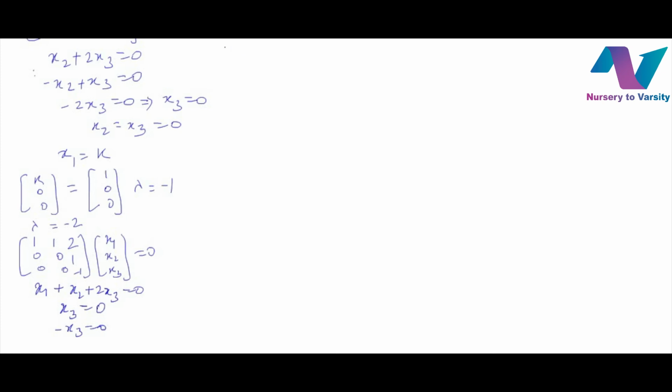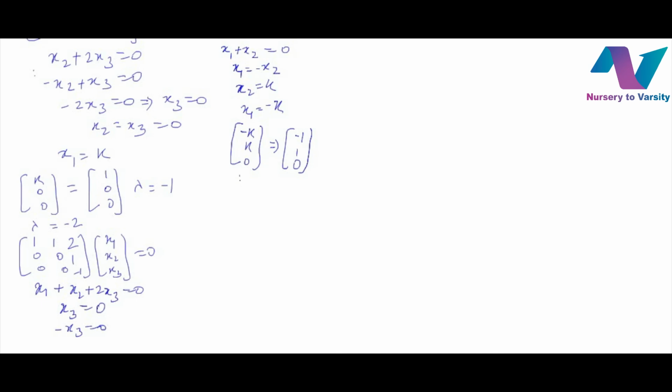Putting this value in the first equation, we get x1 plus x2 is equal to 0, and x1 is equal to minus x2. If we take x2 as k, then x1 is equal to minus k. So the eigenvector corresponding to lambda is equal to minus 2 will be minus k, k, and 0. If we take k as 1, this gives minus 1, 1, and 0. This is the eigenvector corresponding to eigenvalue lambda is equal to minus 2.